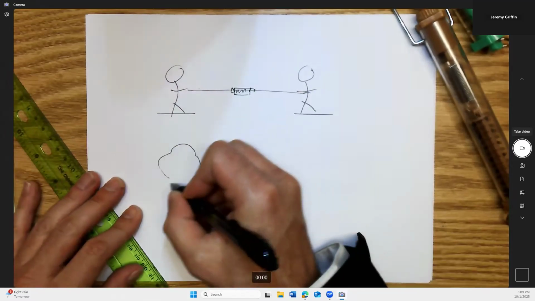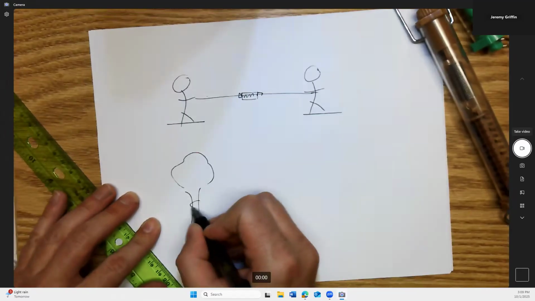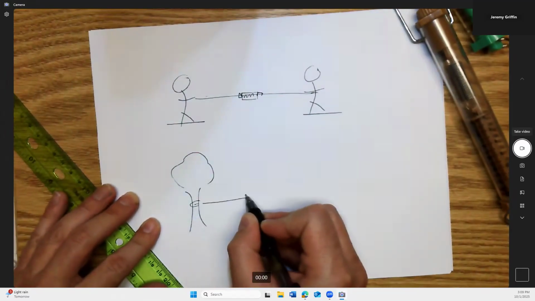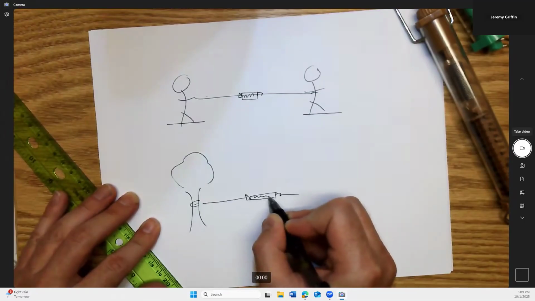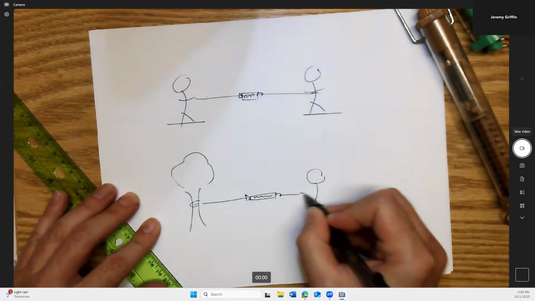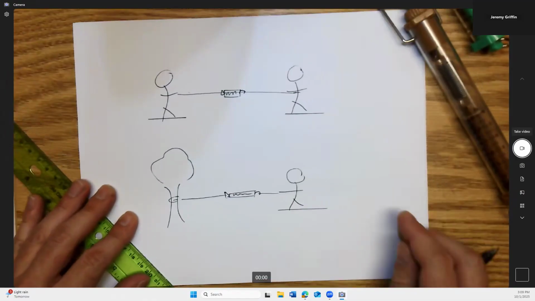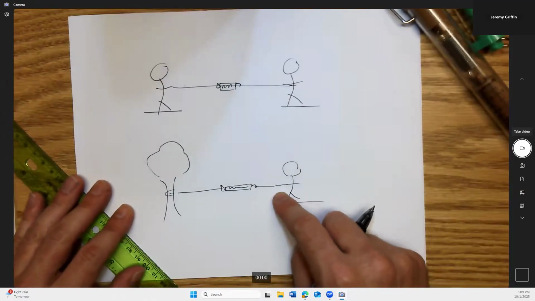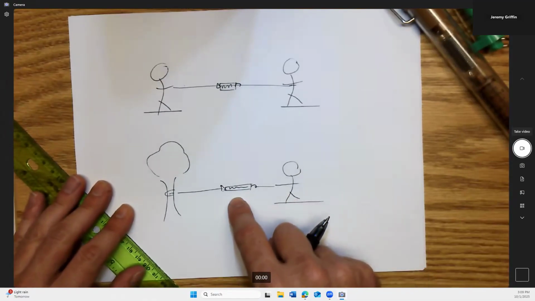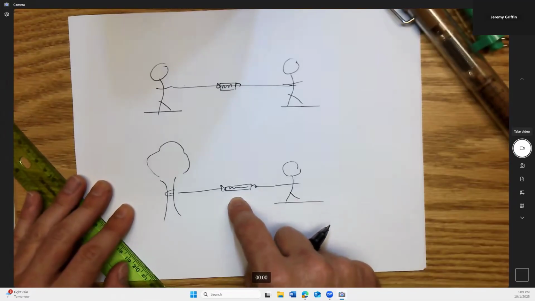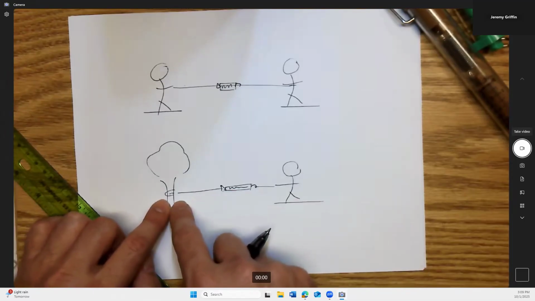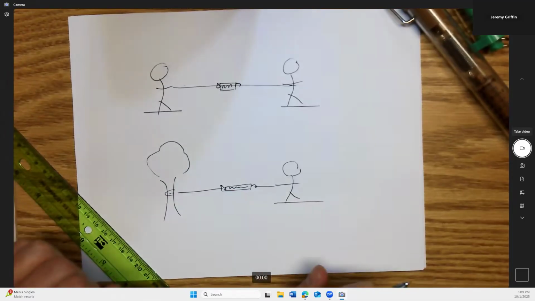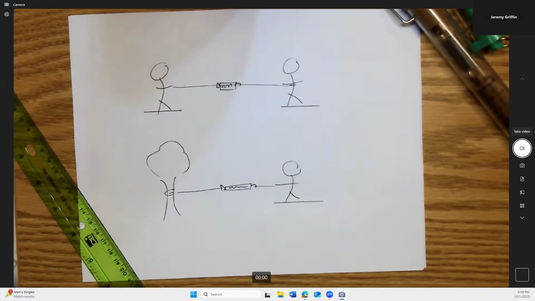What if I replace one person with a tree? Same thing. Let's throw a little spring scale in here. And this person's pulling and also grounded. This person pulls with 600 newtons of force. What does the spring scale read? 600 newtons. And what's the tree pulling with? Is the tree pulling with anything on this side? Yeah, 600 newtons. So everything's still 600 newtons, 600 across the board.